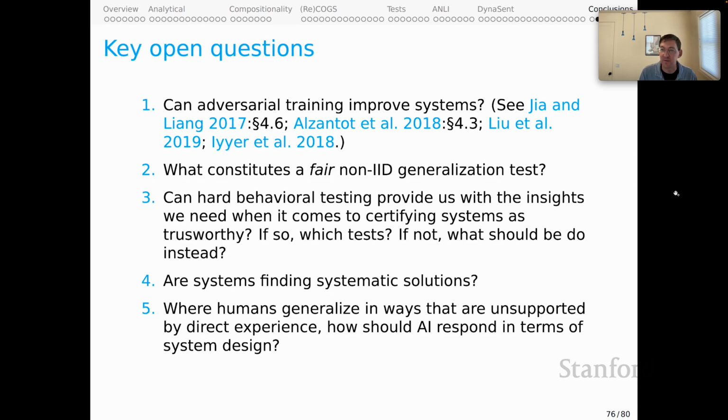And then finally, the big, juicy cognitive and philosophical question: where humans generalize in ways that are unsupported by direct experience, how should AI respond in terms of system design? What should we do in order to achieve these very unusual quasi-cognitive, quasi-behavioral learning targets? I don't have a way to resolve this question, but I think it's really pressing when we think about really challenging our systems to do complex things with language.